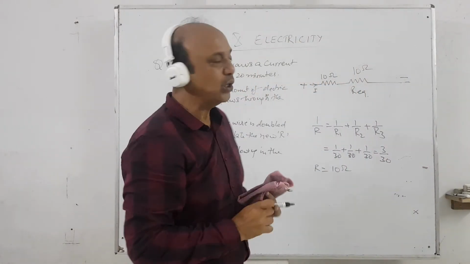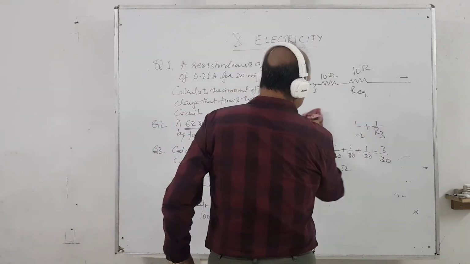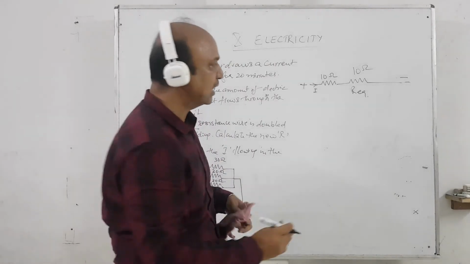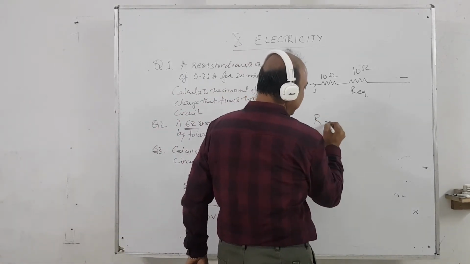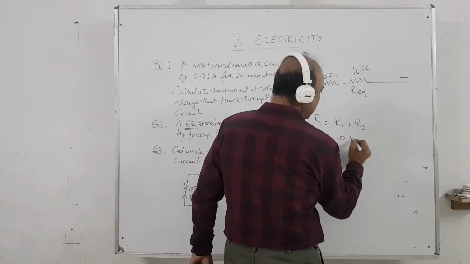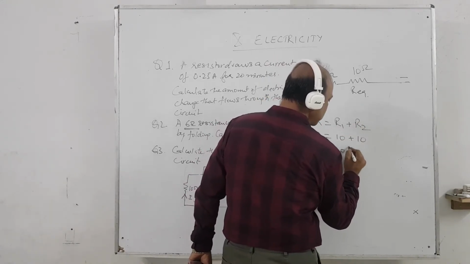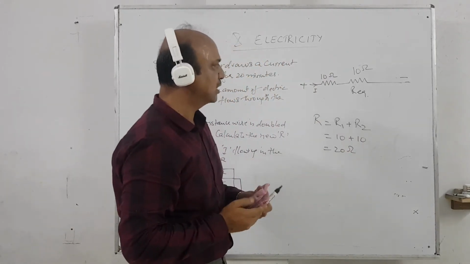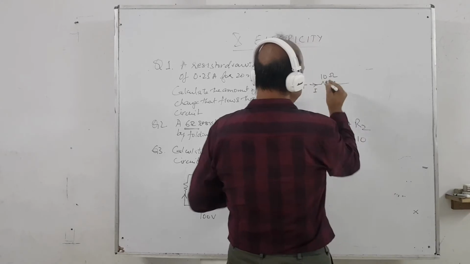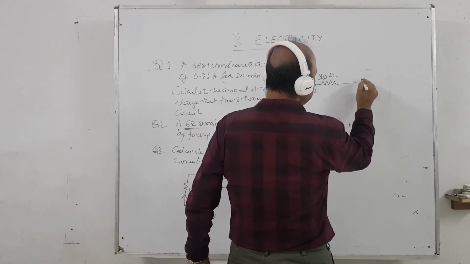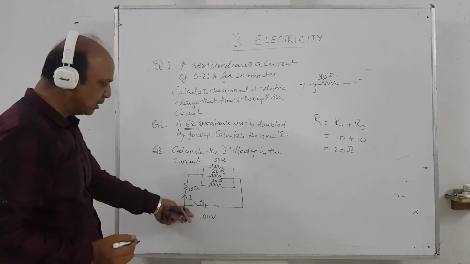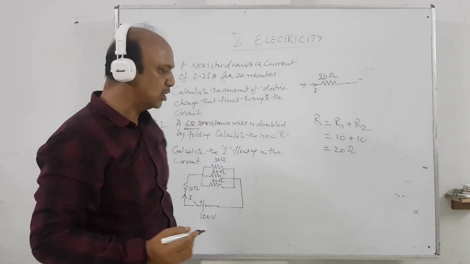Now I got 2 resistances in series. What is the formula for getting the equivalent resistance of series? That is, add them arithmetically. R1 plus R2. That is 10 plus 10, that makes it 20 ohms. So my equivalent resistance, I can do one thing now. I can remove this resistance and I can mention this value as 20 ohms and this is my negative. Now come down to this circuit. Now I know the equivalent resistance is 20 ohms.